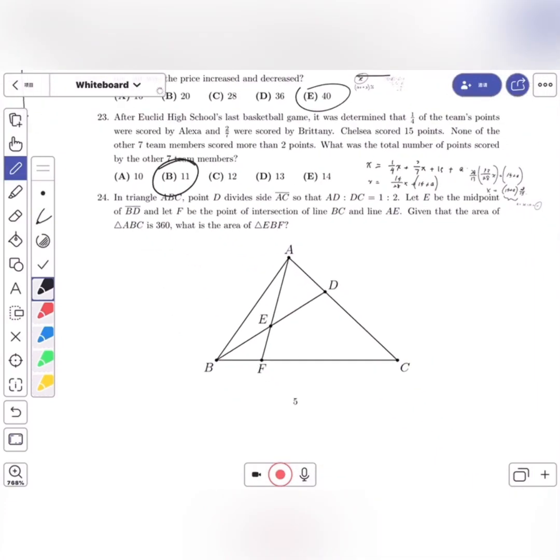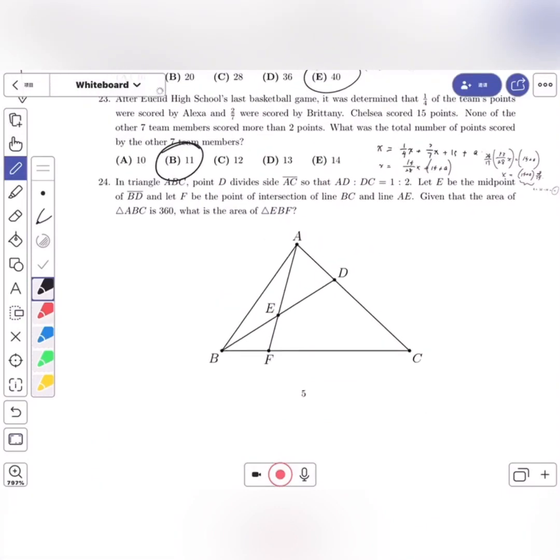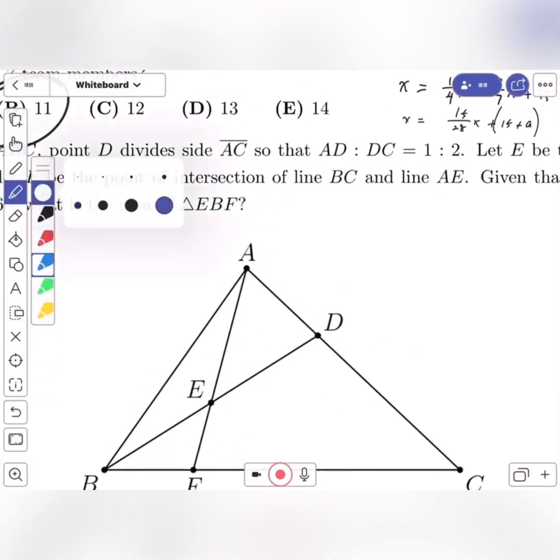So number 24, a geometry problem. In triangle ABC, point D divides side AC so that AD to DC is equal to 1 to 2. Let E be the midpoint of BD and let F be the point of intersection of line BC and line AE. Given that the area of triangle ABC is 360 square units, what is the area of triangle EBF, which is just this triangle over here?